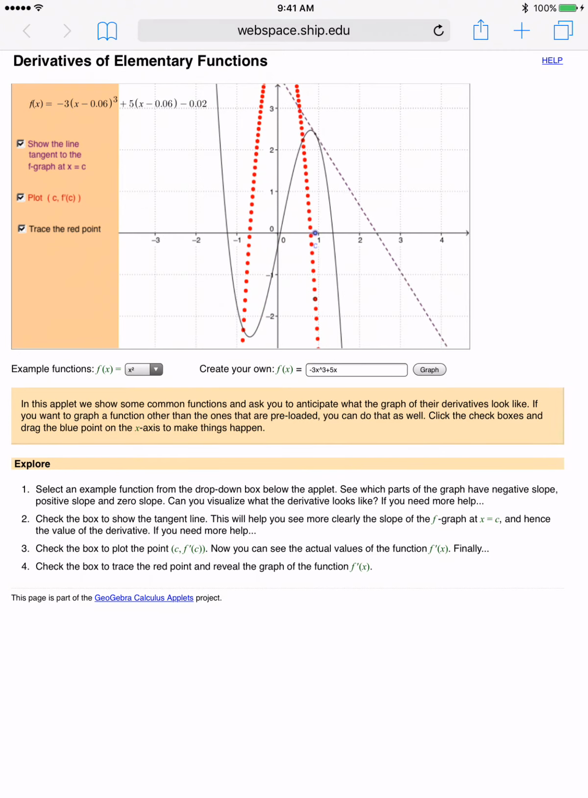For this response, some good things to talk about is, again, when the red dot is above the x-axis and when the red dot is below the x-axis. What would you get if you connected these red dots? What type of function are you looking at?